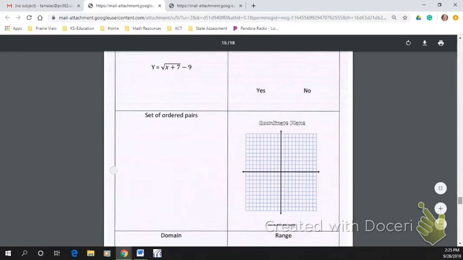So how has it been shifted? Down 9. Okay, 1, 2, 3, left 4, 5, 6, 7, 8, 9. And 1, 2, 3, 4, 5, 6, 7. So the vertex of my square root will be there.